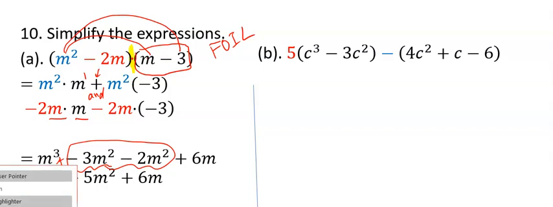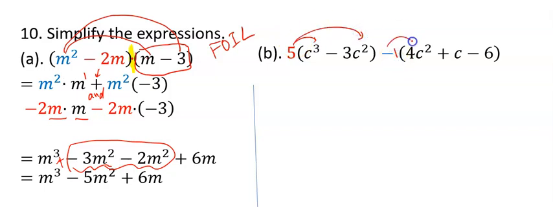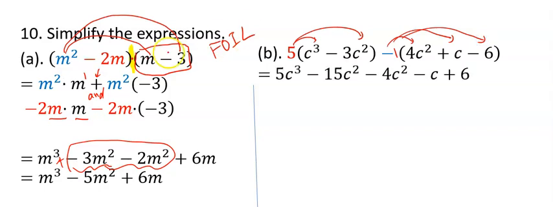So in all of these questions, when you have parentheses, you always distribute. After we distribute, and again, a minus sign can be treated as a -1, we get this. So 5c cubed minus 15, because 5 times 3 is 15, c squared. -1 times 4 is -4. Bring down c squared. -1 times positive c, that's negative c, because negative times positive is negative. Finally, -1 times -6 is +6.